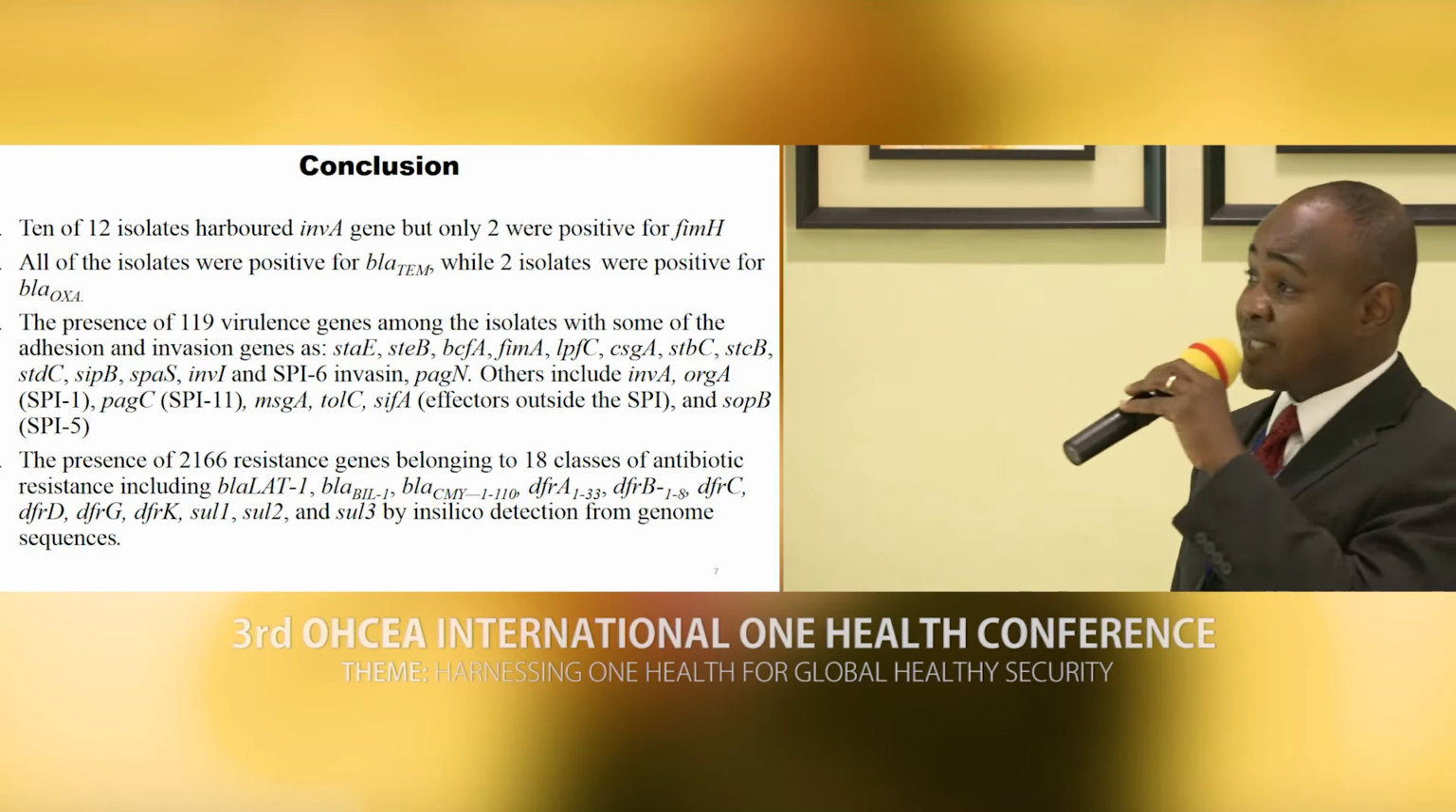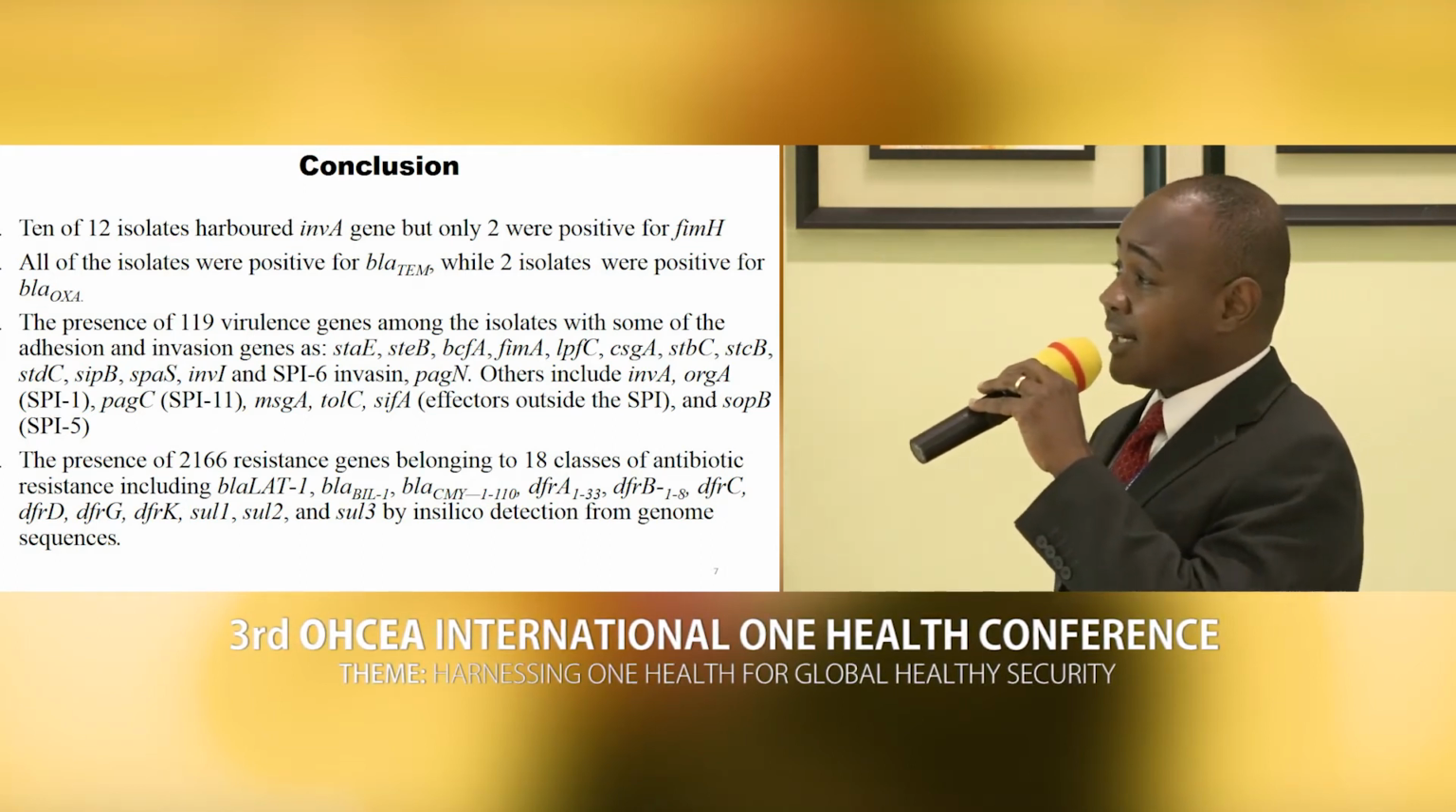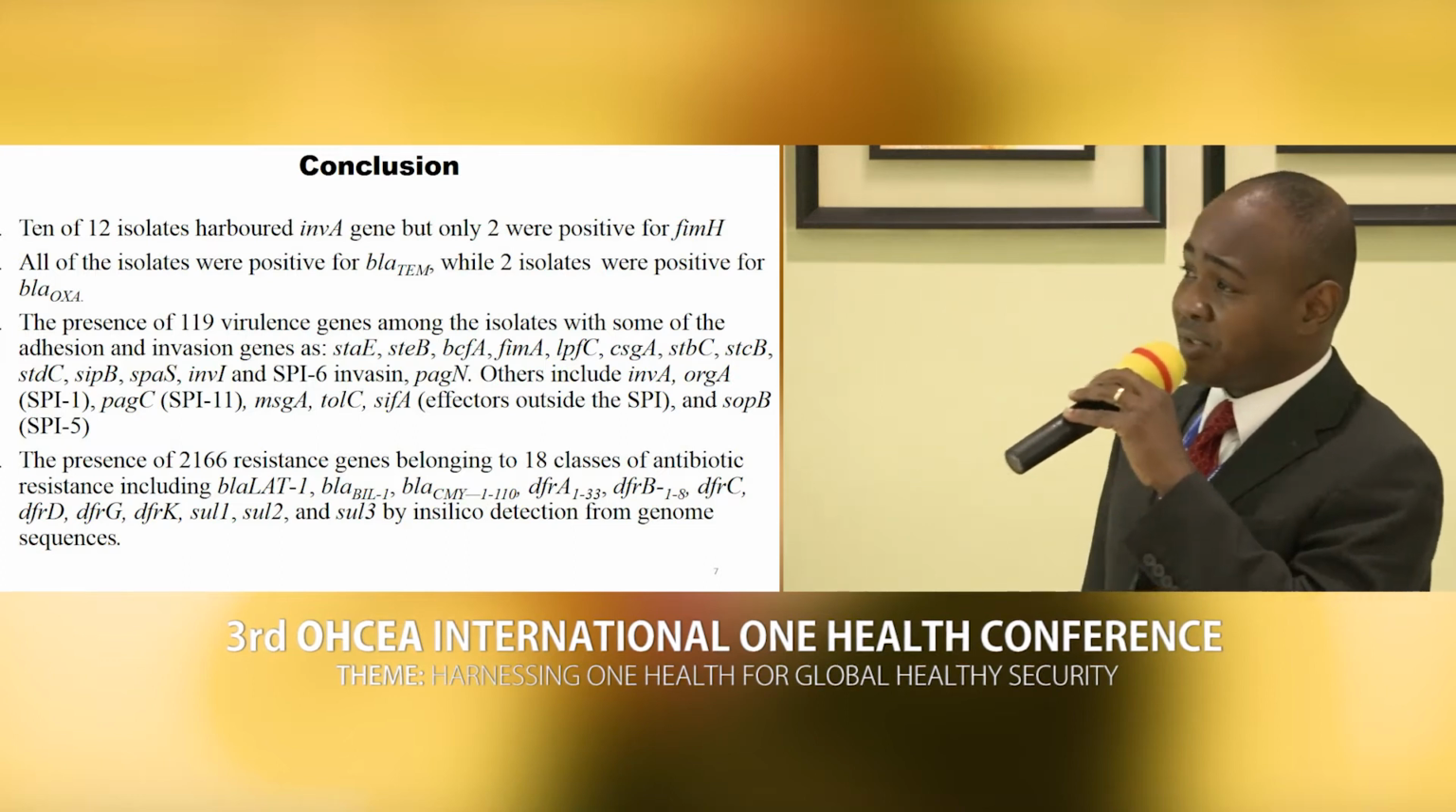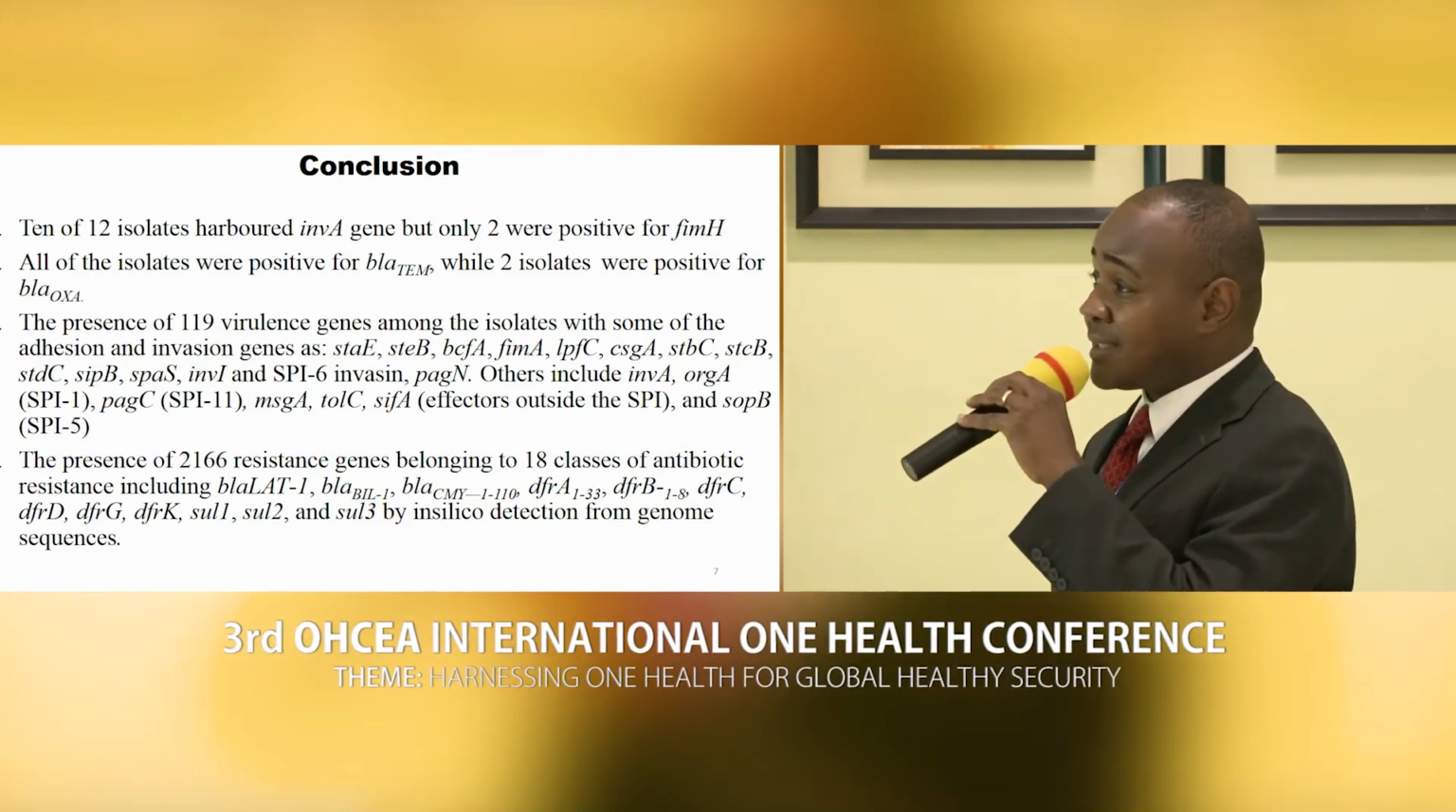Now, conclusion. 10 out of 12 isolates harbored invA, while only 2 were positive for fimH. All the isolates were positive for blaTEM, while 2 were positive for blaOXA. A total of 119 virulence genes were identified among the isolates, and these include, as shown, and all these code for different virulence factors. These are virulence genes, 119 virulence genes.